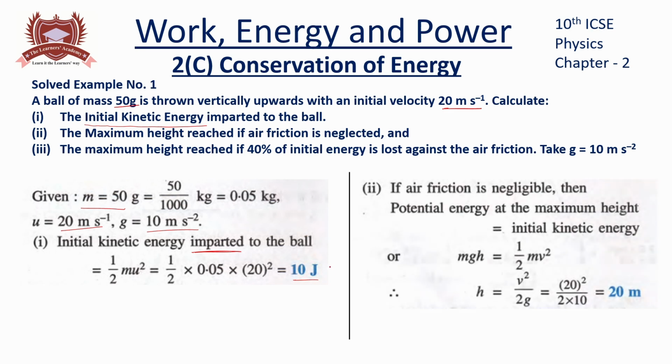Now the next part: if the air friction is neglected, then the potential energy at the maximum height is equal to the initial kinetic energy. So mgh is equal to half m v square, or we can say that h is equal to v square upon 2g, because m cancels out from both sides and we get only v square upon 2g. So that is 20 square upon 2 times 10, which is 20 meters. This would be the maximum height that the ball would reach if there is no air friction.